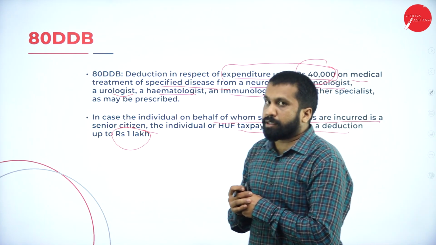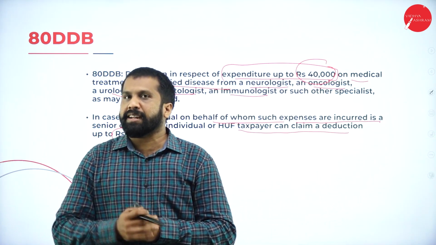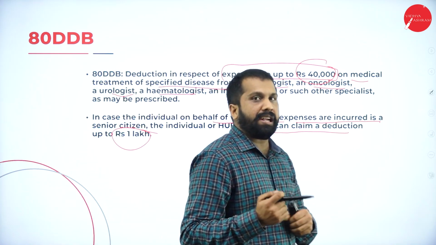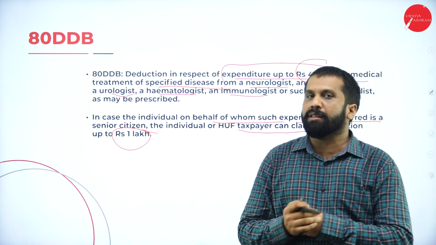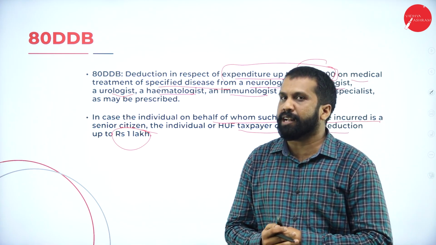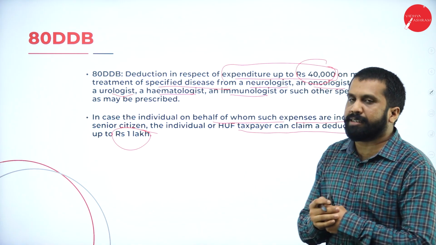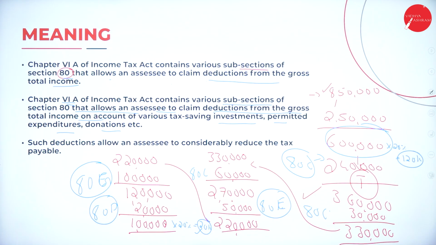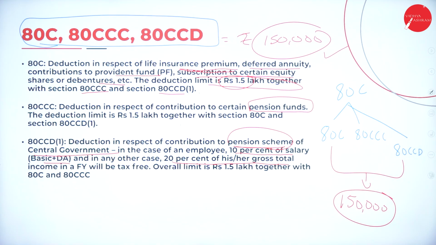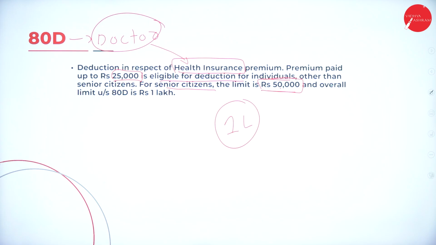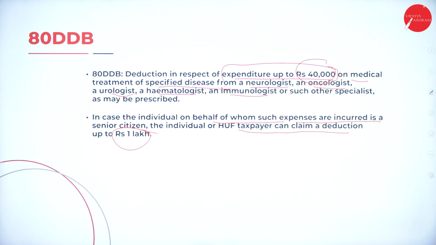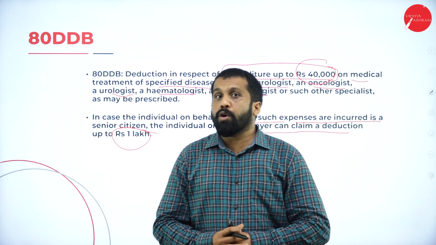So this is all about today's session. Still we have more: 80G, 80RRB and 80U. Everything we will learn in the next session. Now I'll go back to the previous slide so that you can take a screenshot. So the meaning of deduction, your 80C, 80CCC, 80CCD, 80D, 80DD.